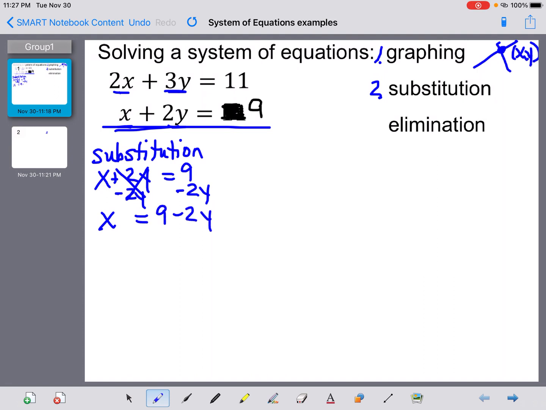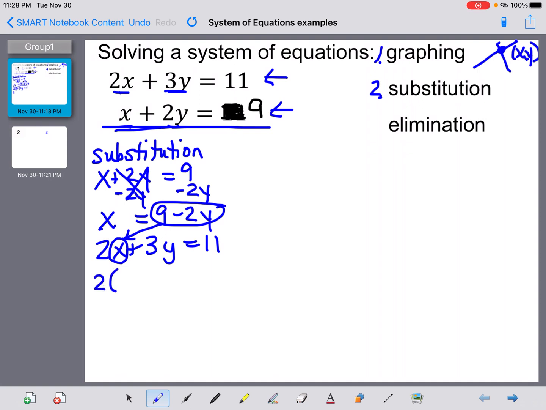Now, that came from my second equation, which means I have to use my first equation now because you have to use the two equations together. So I take the first equation and it has an x in it, and what my x equals is going to substitute in for that x. So I'm going to get 2, I'm going to put a parenthesis so I can hold together all that x is equal to, then close my parenthesis, plus my 3y equals 11. Now I'm going to do the math.